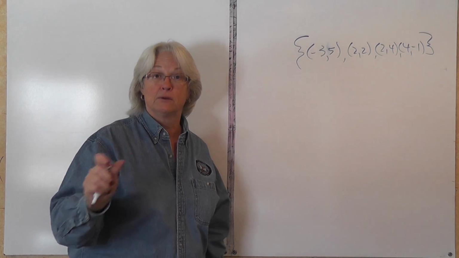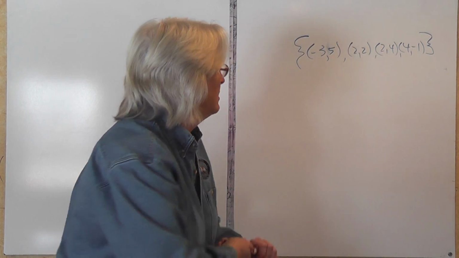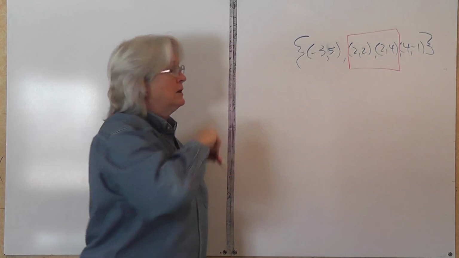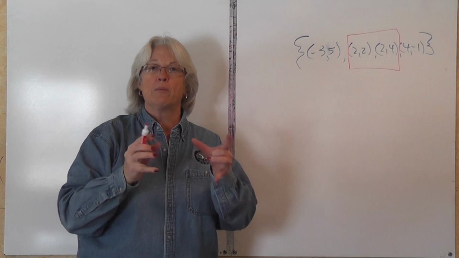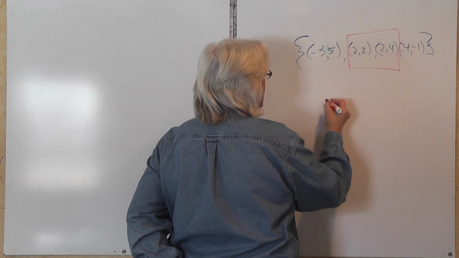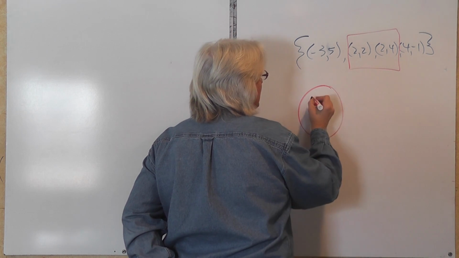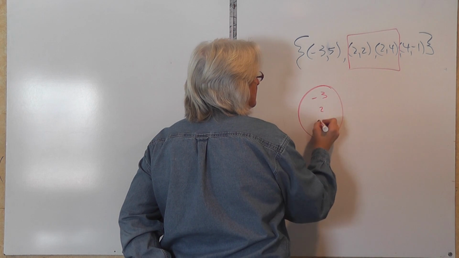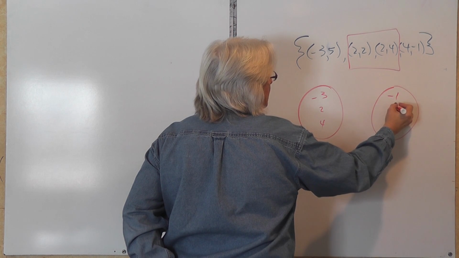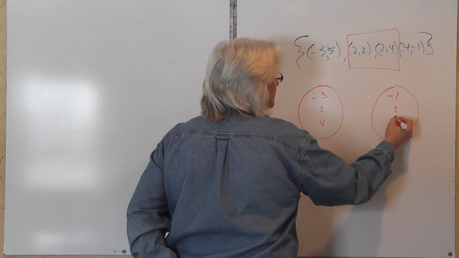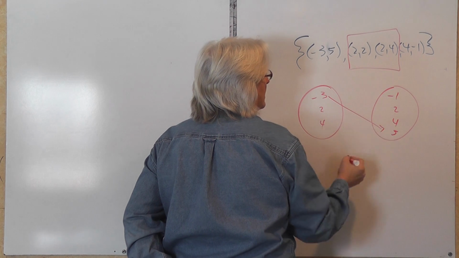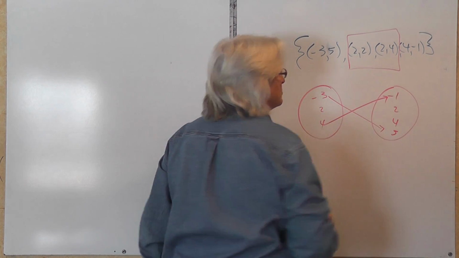Why is it not a function? Because of these 2 ordered pairs in the middle. Remember, for it to be a function, each x has to be paired with one and only one y. The x values are -3, 2, 4, and the y values are -1, 2, 4, and 5. We have -3 pairs with 5, 4 pairs with -1.